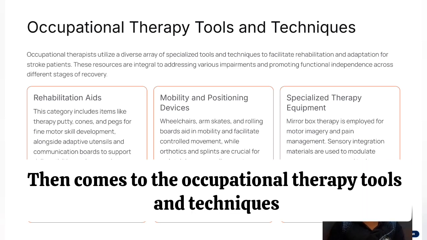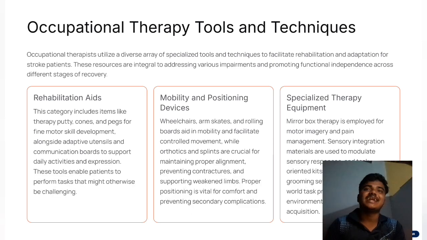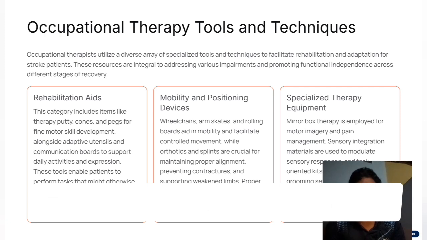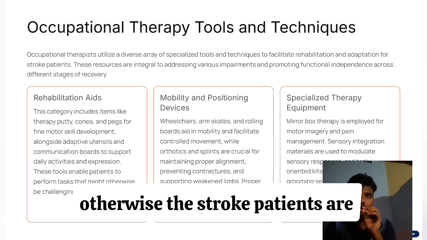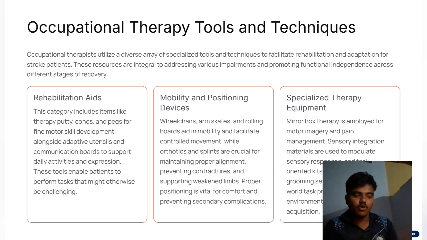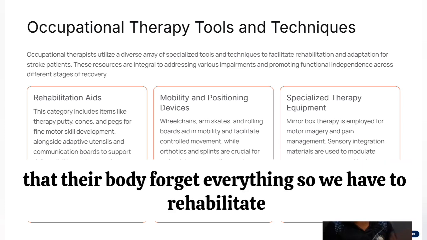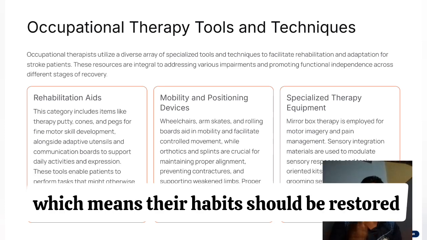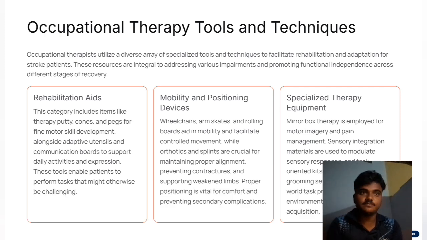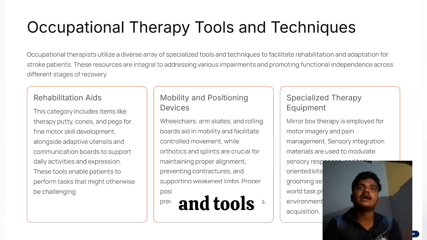Then we come to the occupational therapy tools and techniques. In this, we are going to use some techniques. Analyze that stroke patients forget what they were doing before, like their body forgets everything. So we have to rehabilitate, which means their habits should be restored. For that, we are going to use some techniques and tools.